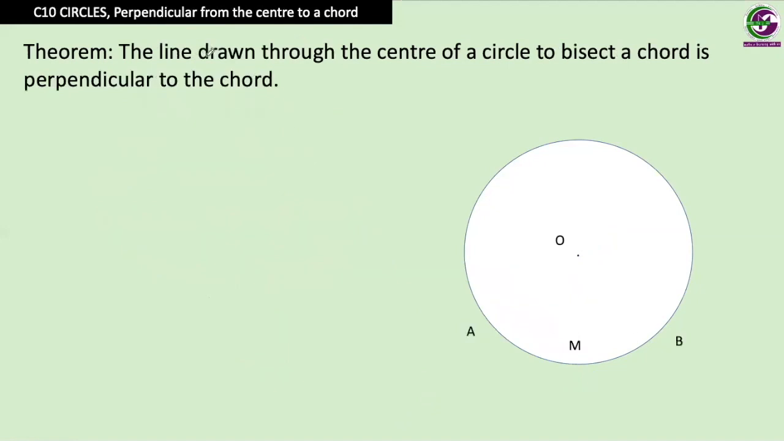The line drawn through the center of a circle that bisects the chord is perpendicular to the chord, which is the opposite of the previous theorem. It's given they are bisected. Now you have to prove that it is 90 degrees. This is what you have to prove. For that, again, let us take the construction. So again, join the radii AO and OB.